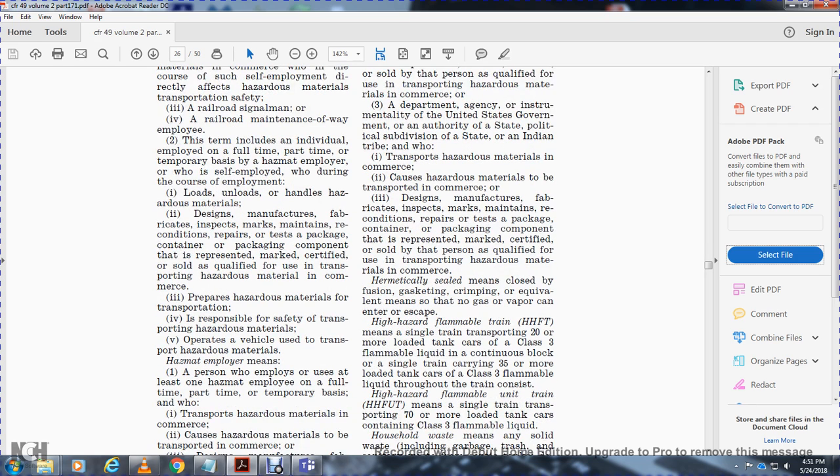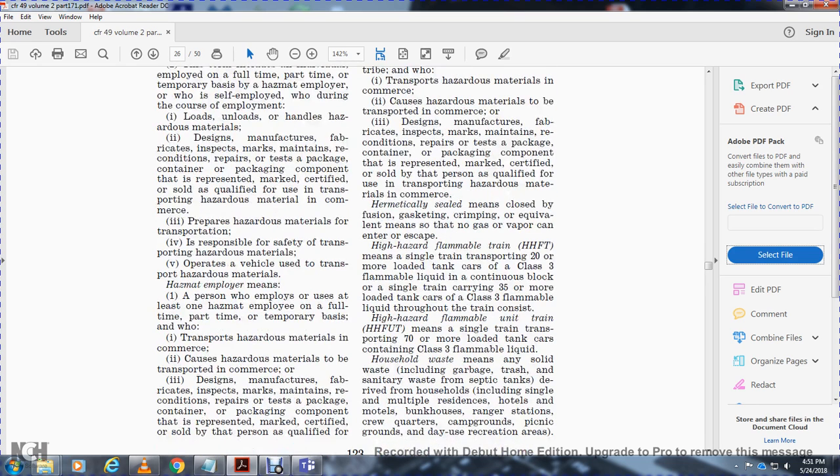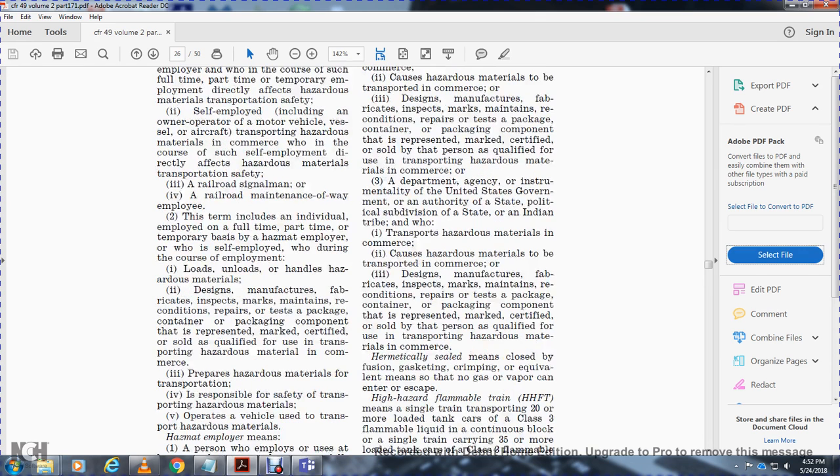Hazmat employer means a person who employs or uses at least one hazmat employee on a full-time, part-time, or temporary basis, in connection with transporting hazardous material in commerce. It includes designing, manufacturing, fabricating, inspecting, marking, maintaining, reconditioning, or repairing packaging and packaging components that are represented, marked, certified, or sold as qualified.